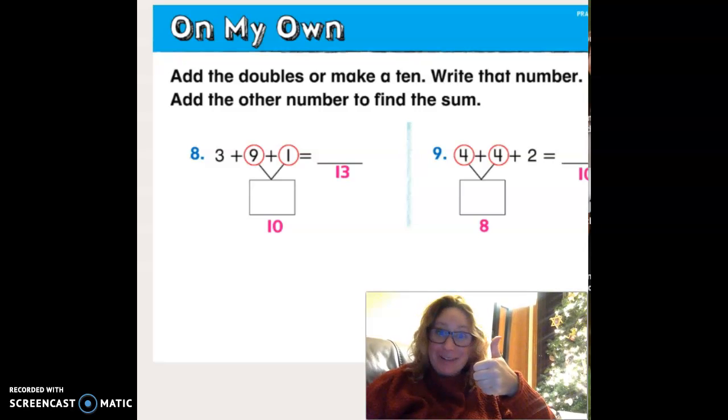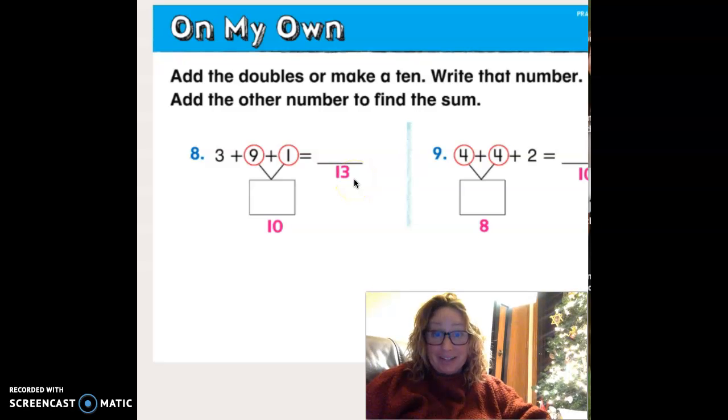All right, how we do? Let's look. This one, number 8, they had the 9 and 1 circled. 9 and 1 is 10, so we put the 10 down here. Add the 10 and 3, and the total is 13. This one, I know there's a doubles, 4 and 4 is 8, and then we take that 8 and add this 2, 8, 9, 10. So the sum is 10.